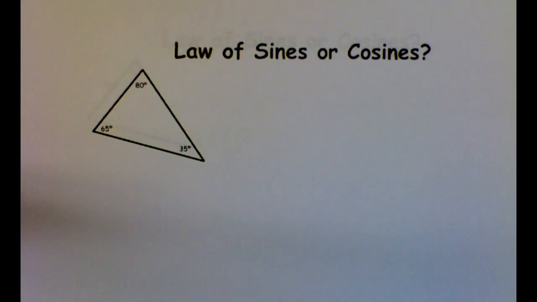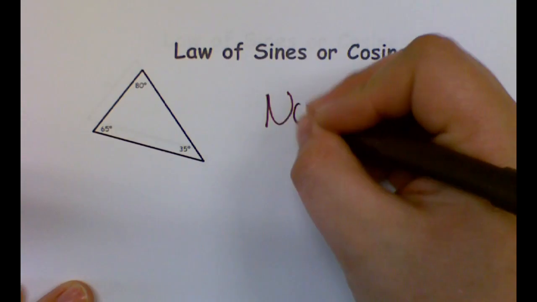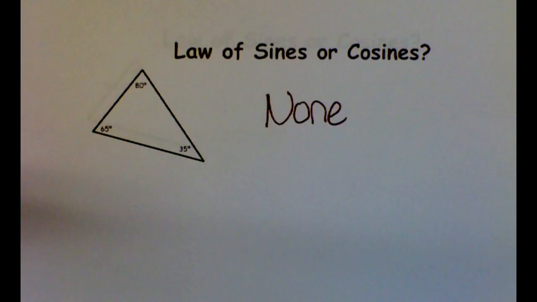All right, angle, angle, angle. Well, it's not side, side, side. It's not side, angle, side. So it's not law of cosines. But I'm not given any sides, which is actually a trick question. It's none. I can't actually do anything with this triangle.